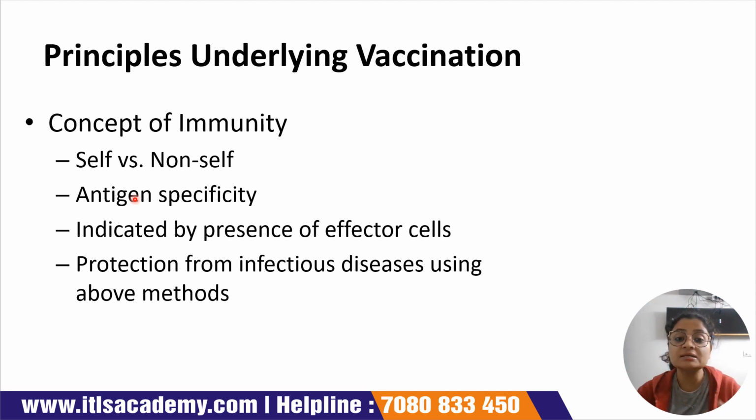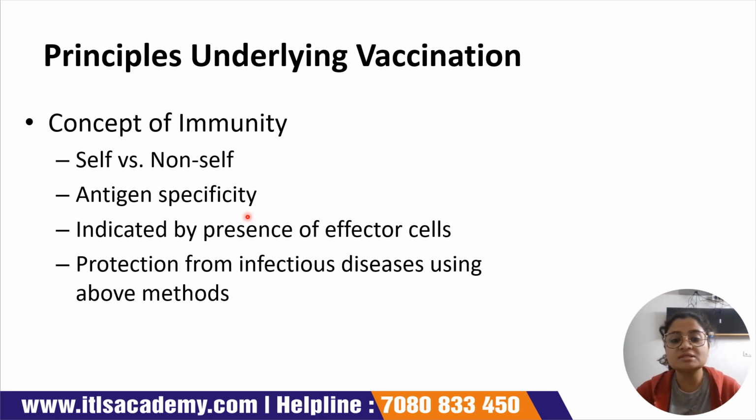So that is basically the ability of the immune system to distinguish between self and non-self. Non-self means foreign, which is coming from outside. So anything which will be coming from outside, the body will treat it as a foreign element and will start producing an immune response. But there an important factor will come in, that is something called antigen specificity.